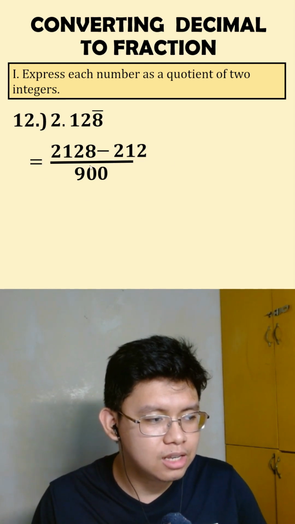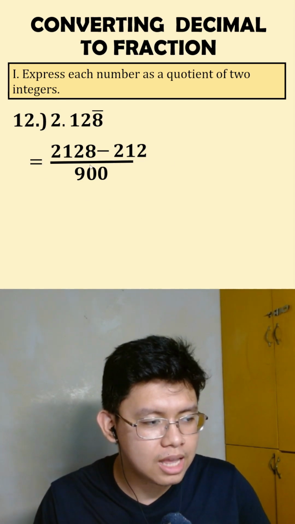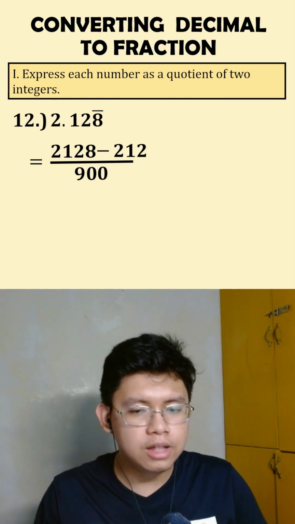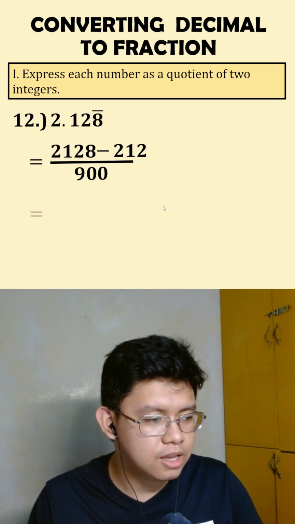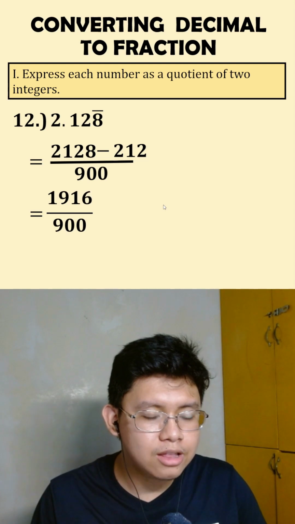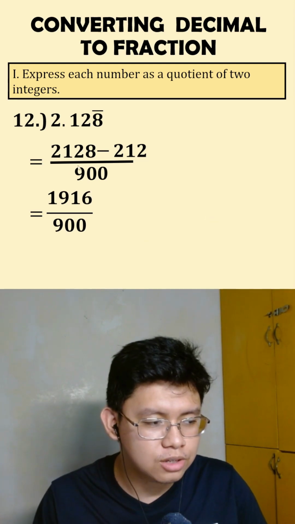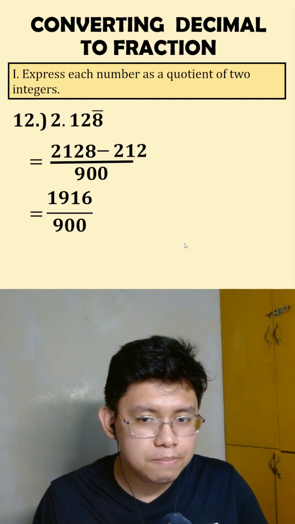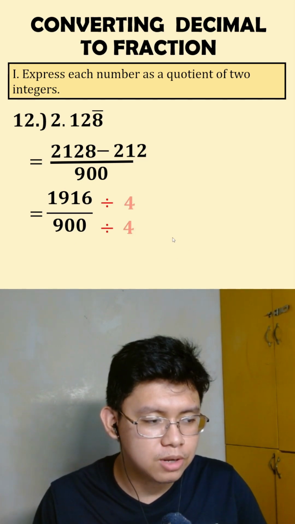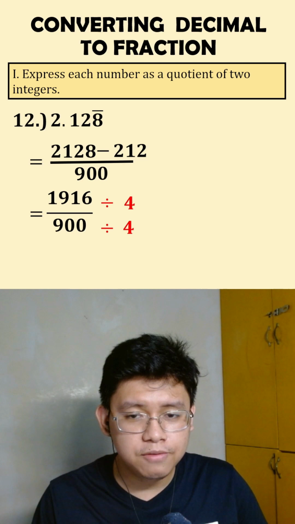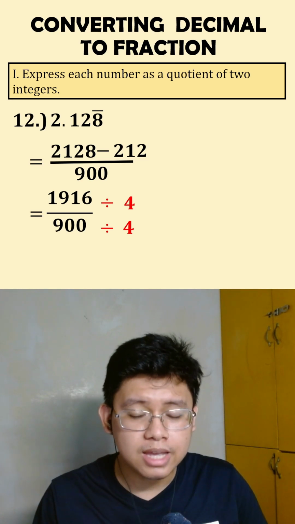Now, let's simplify our numerator. Subtract natin si 2,128 and 212. So, that will give us 1,916 over 900. So, ito yung fraction natin. Now, let's try to simplify them. They are both divisible by 4.